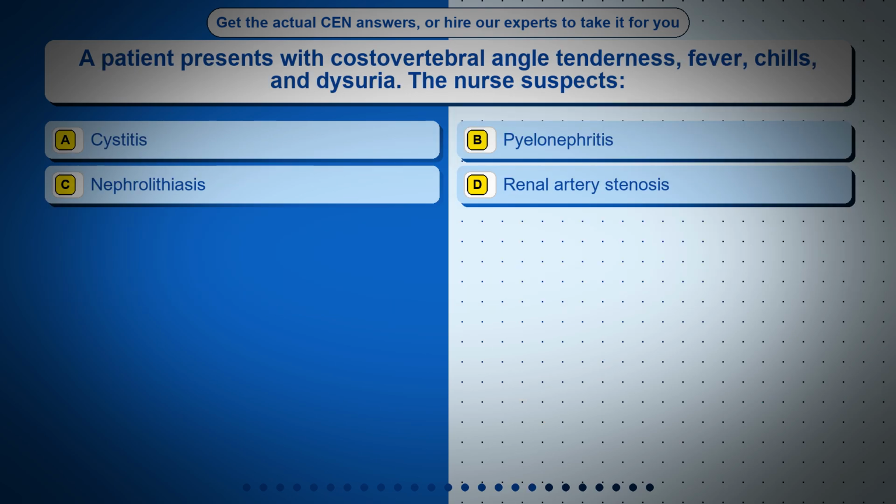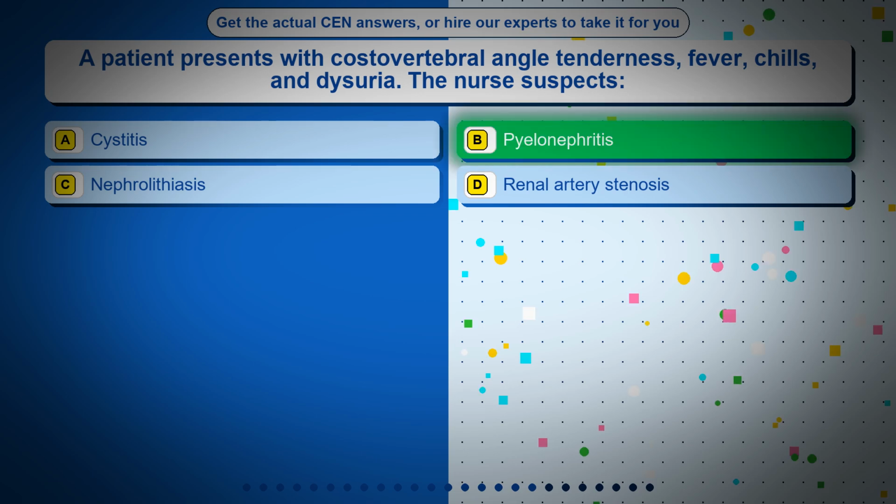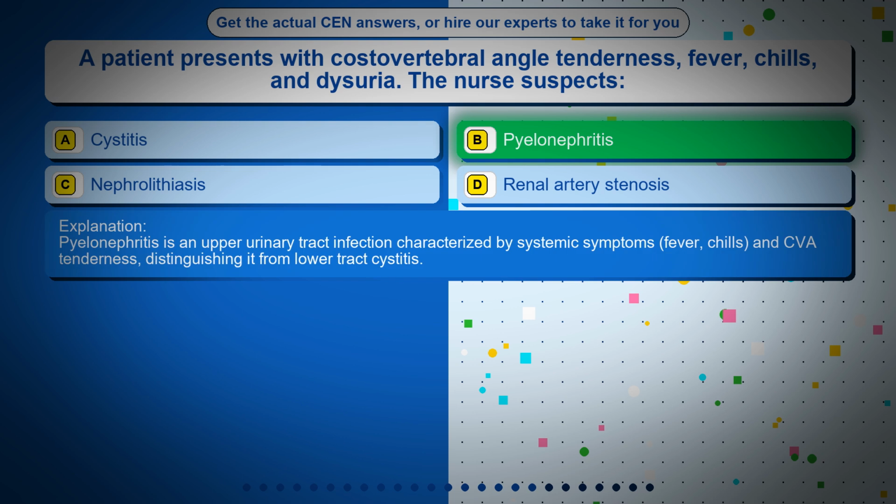Question 18. A patient presents with costovertebral angle tenderness, fever, chills, and dysuria. The nurse suspects: Option A. Cystitis. Option B. Pyelonephritis. Option C. Nephrolithiasis. Option D. Renal artery stenosis. The correct answer is option B. Pyelonephritis. Pyelonephritis is an upper urinary tract infection characterized by systemic symptoms, fever, chills, and CVA tenderness, distinguishing it from lower tract cystitis.